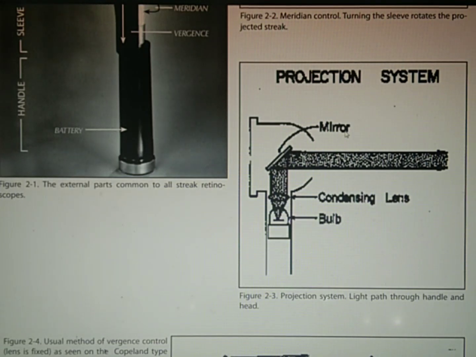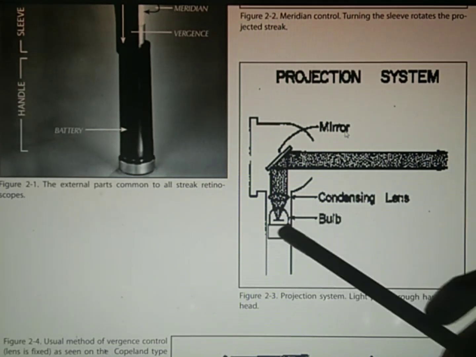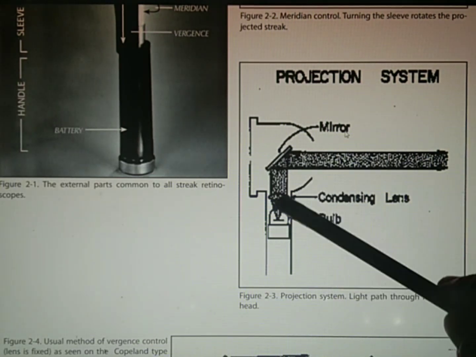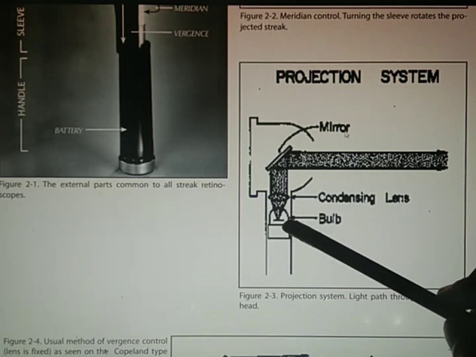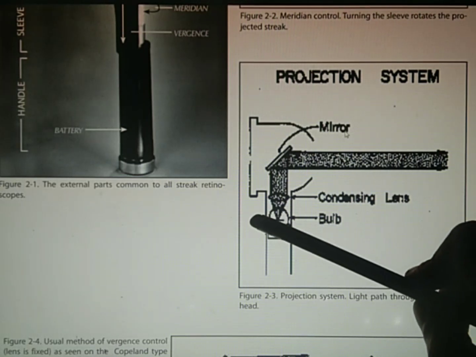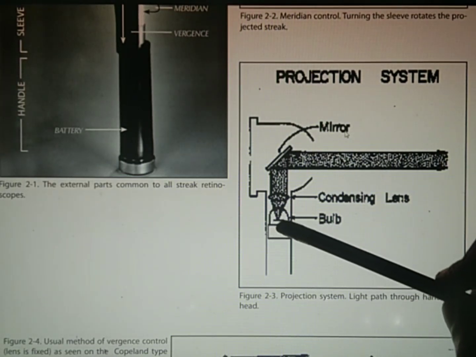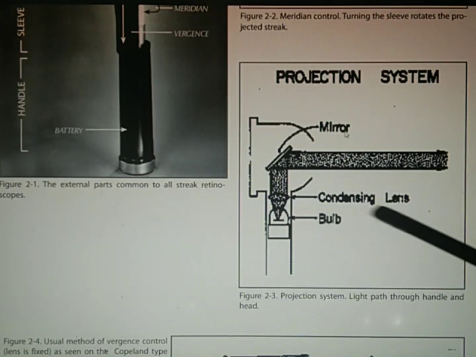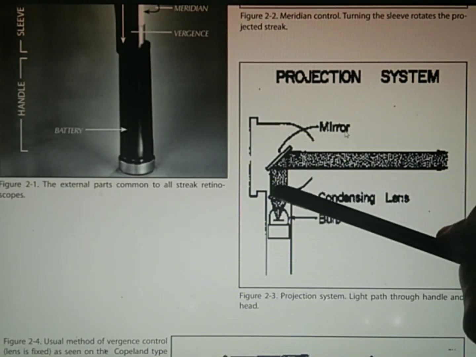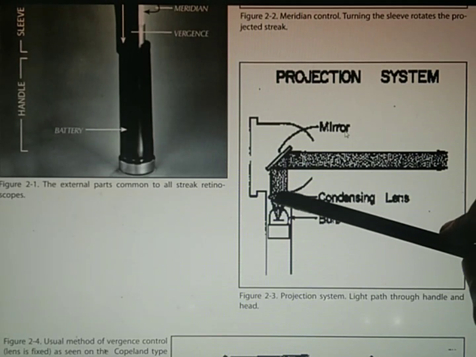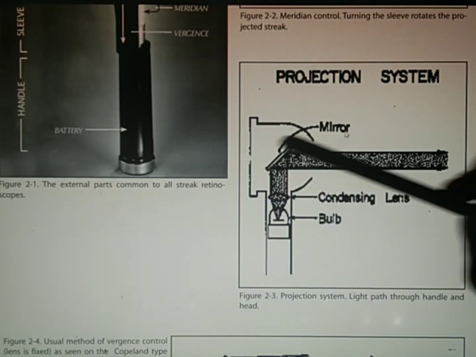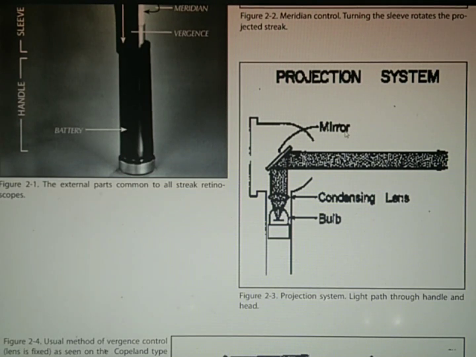So the projection system basically has a light bulb, condensing lens, and a mirror. This bulb light is your light source, which will have a linear filament, and it will produce a streak of light which will go on to the condensing lens, and this condensing lens will put this light ray onto the mirror, and from this mirror the light will bend out. So this is your projection system.